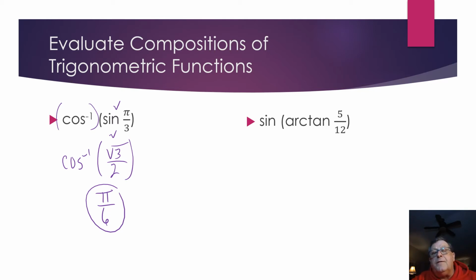Now, here's another one. We got the sine of the arctangent, or the inverse tangent, 5 over 12. Now, this is not going to be an angle. We're not going to end up there. So we've got to find the arctangent. What is the angle there at that point? Then what's the sine of that?